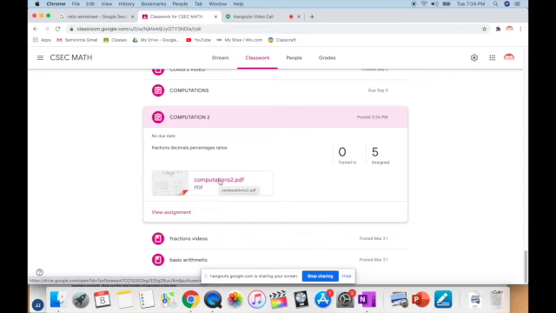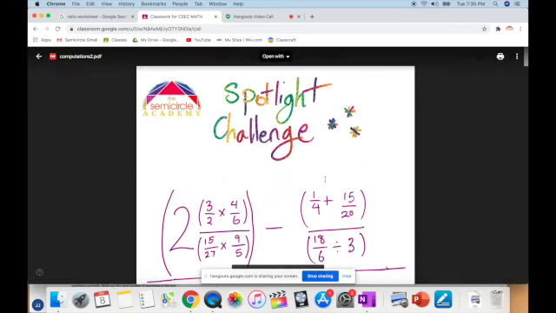Everybody understands that? Yeah. All right, Caitlin, you good? Yeah. Now, computations 2 is basically the worksheet that we were just doing.